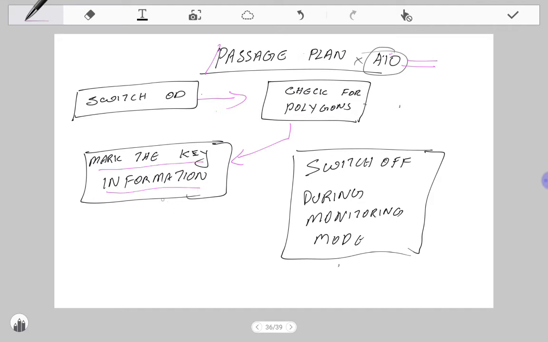Information should be readily available and not make any clutter. Then during monitoring time, we should switch off the AIO layer. Why? Because we have already marked the information in the relevant area. Having the AIO layer and the marked information both would clutter the region.